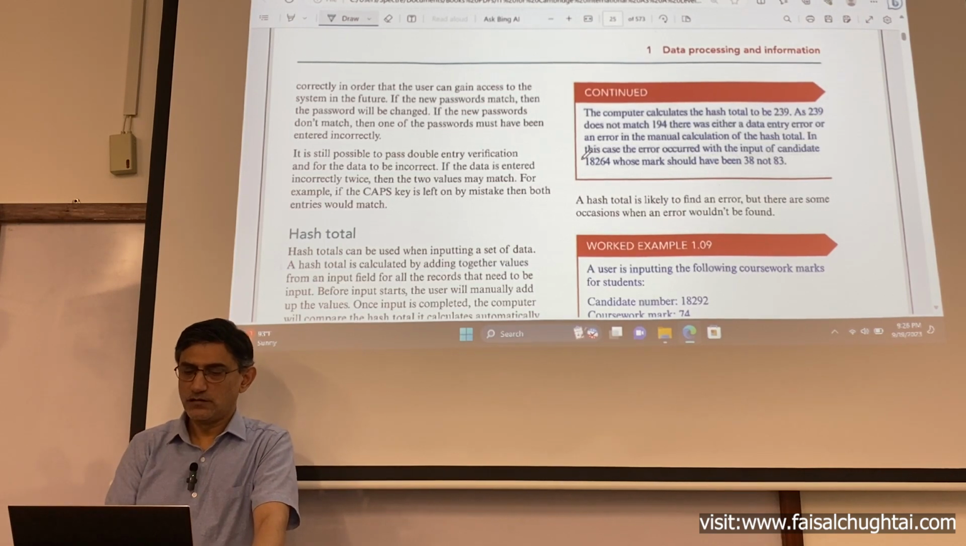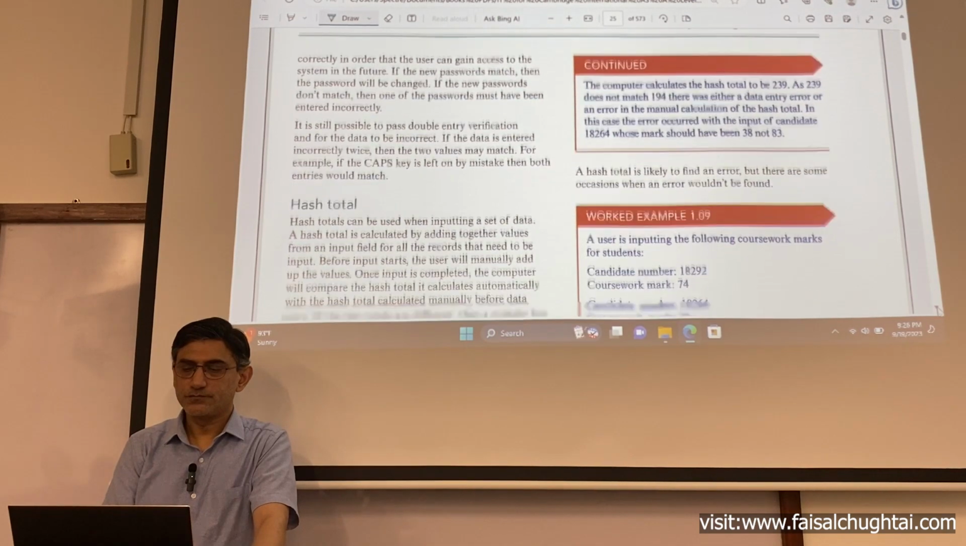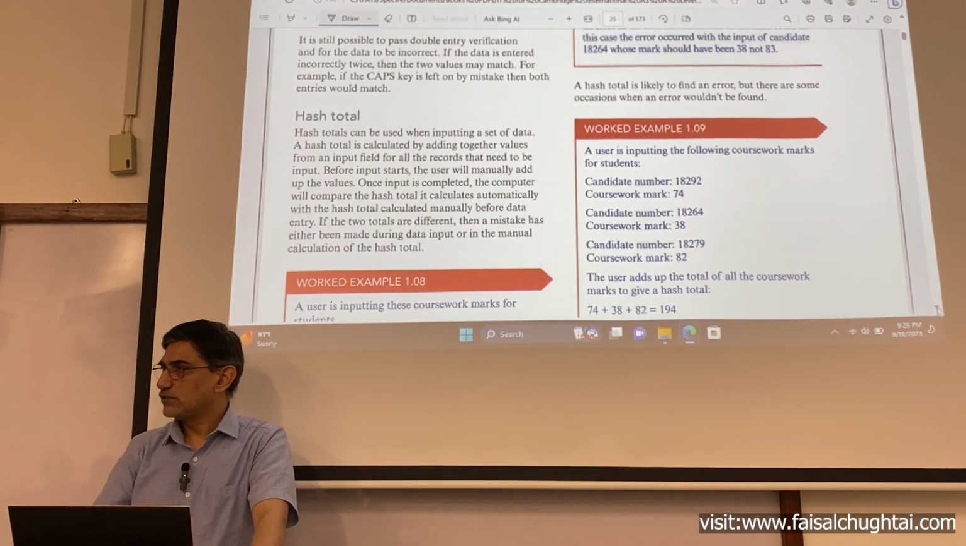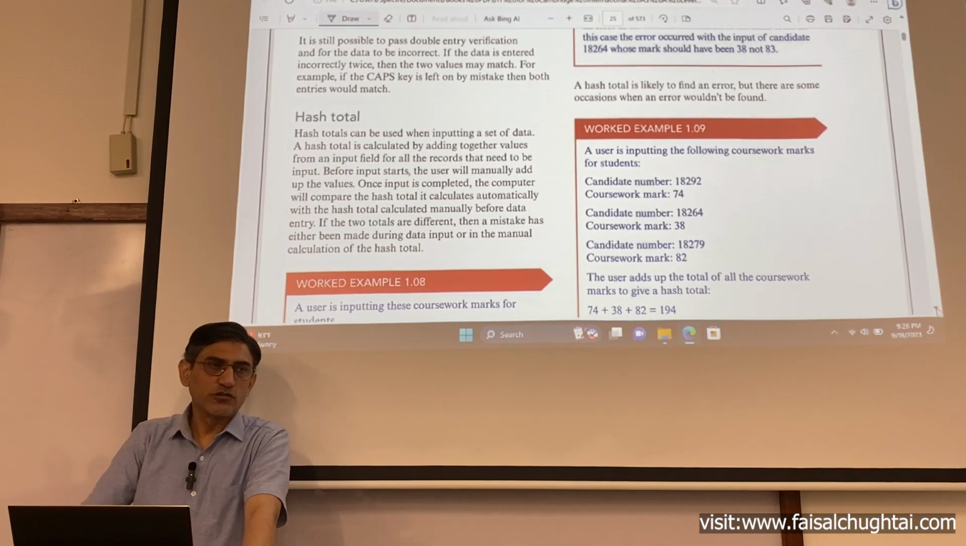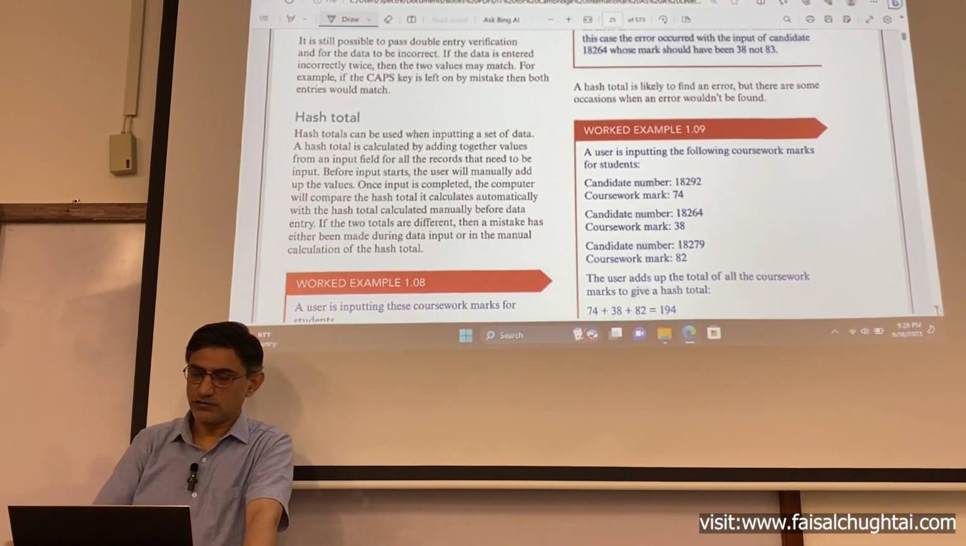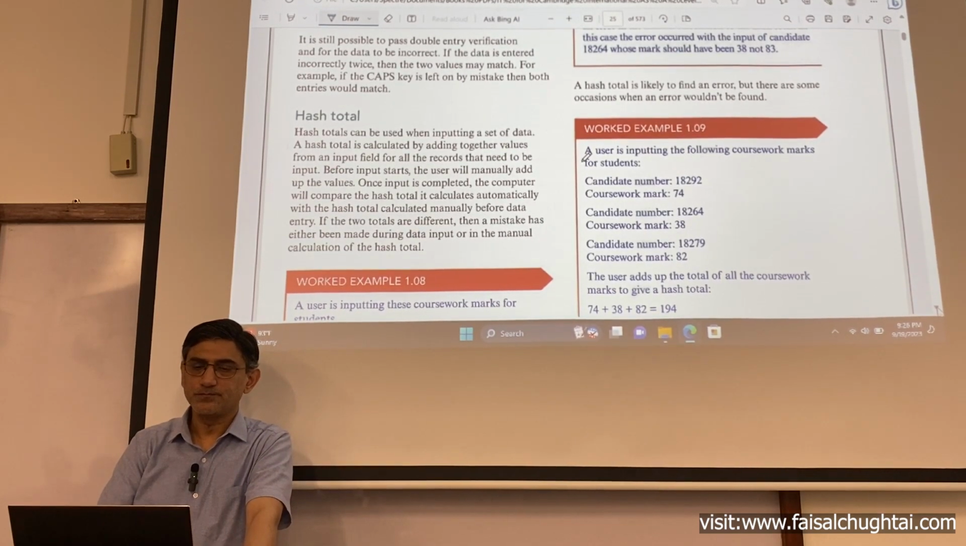All right. Next, we are going to look at what are hash totals. Hash total is also a method of verification. So what is a hash total all about?